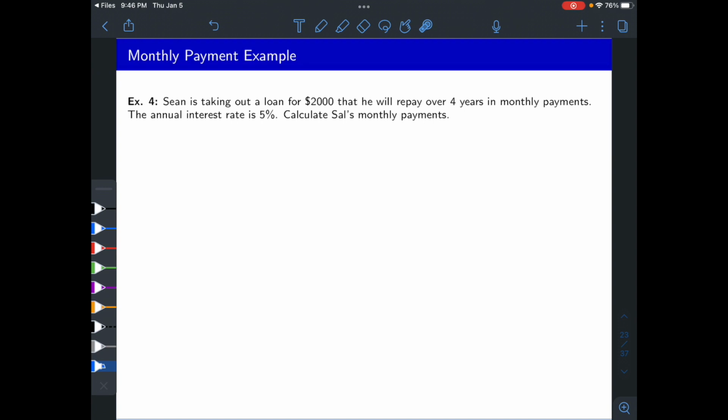So let's say that Sean is taking out a loan. Loan is $2,000. Oops, I changed Sean's name over here. So he's taking out a loan for $2,000 that he's going to repay over 4 years in monthly payments. Annual interest rate is just going to be 5%. Let's calculate Sean's monthly payments. Okay, so the formula again is that the monthly payments are equal to A times this giant fraction thing.